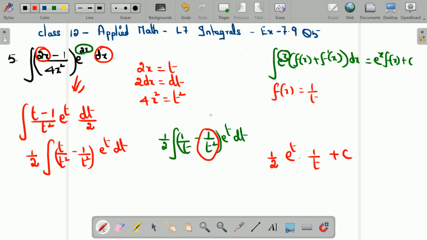Now we can put back the value of t as per the requirement. So this is 1 by 2 into e power 2x into 1 by 2x plus c. So if you nicely reorganize, this becomes 1 by 4x e power 2x plus c.